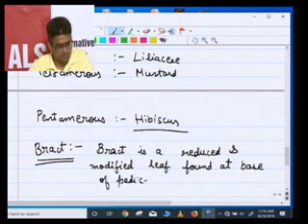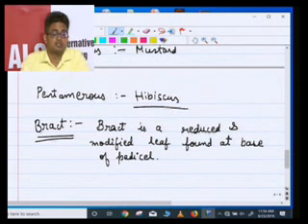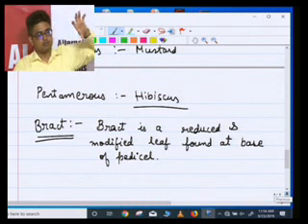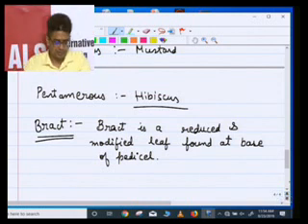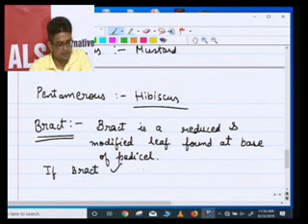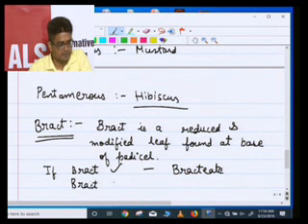So even before the bud, when the flower is just trying to form itself, the pedicel goes longer, so the bract protects the pedicel, basically. But if bract is present, then this flower is called bracteate. Bracteate means bract is present. If bract is absent in a flower, it is called ebracteate.